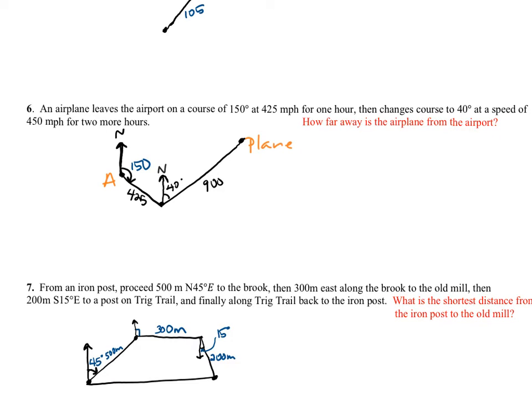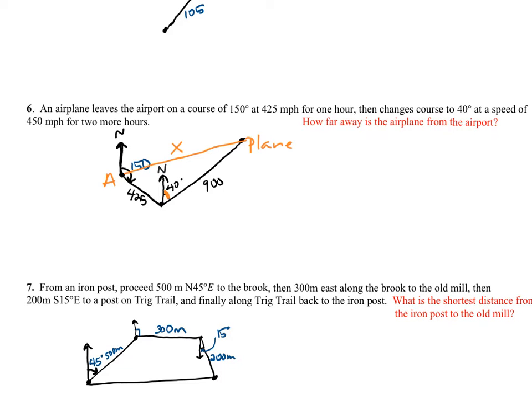If we're trying to figure out how far away it is from the airport, we're just going to connect and create a triangle. This problem is very similar to the one we did in our note packet. Now we want to figure out the length of that opposite side by applying either law of sines or law of cosines. If we know those two sides, the 425 and the 900, we would need to figure out the measure of that included angle. We know the right-hand side is 40, we just need to figure out the left-hand side.